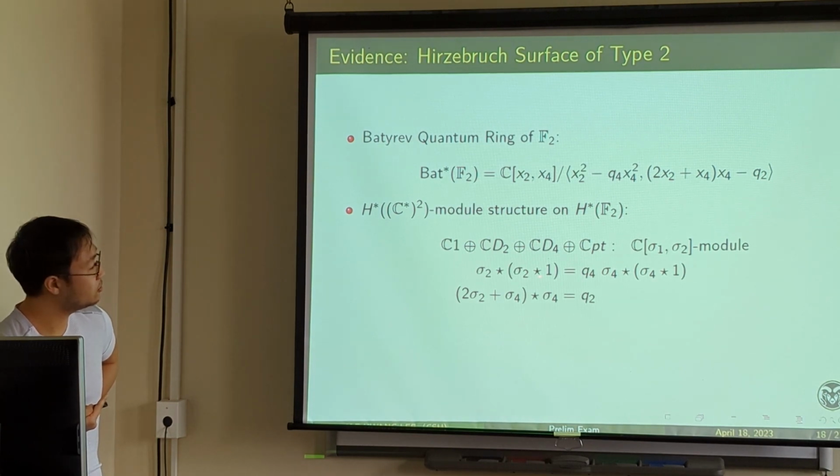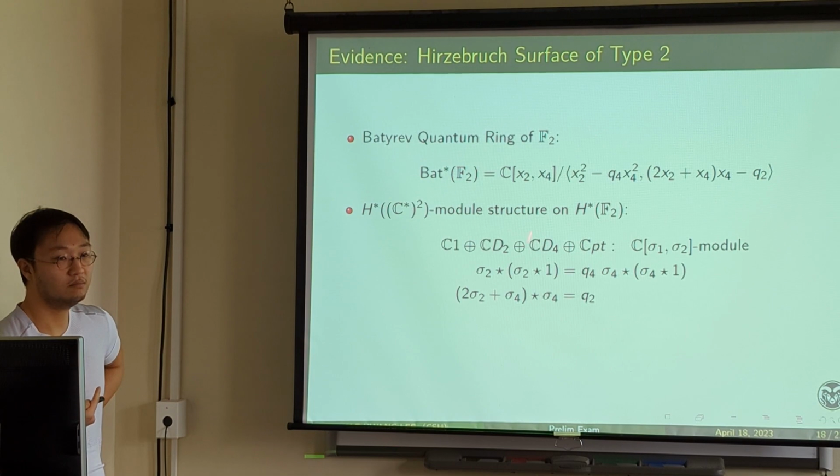And here sigma 2 star 1 can be viewed as x2 here. So acting on this one by sigma 2 is multiplying by x2, so this can be realized as x2 squared. And here this can be viewed as x4 squared times q4. So this one is the same as this one, and this one is the same as this one. So we can see this module structure and the Batyrev quantum module are the same.